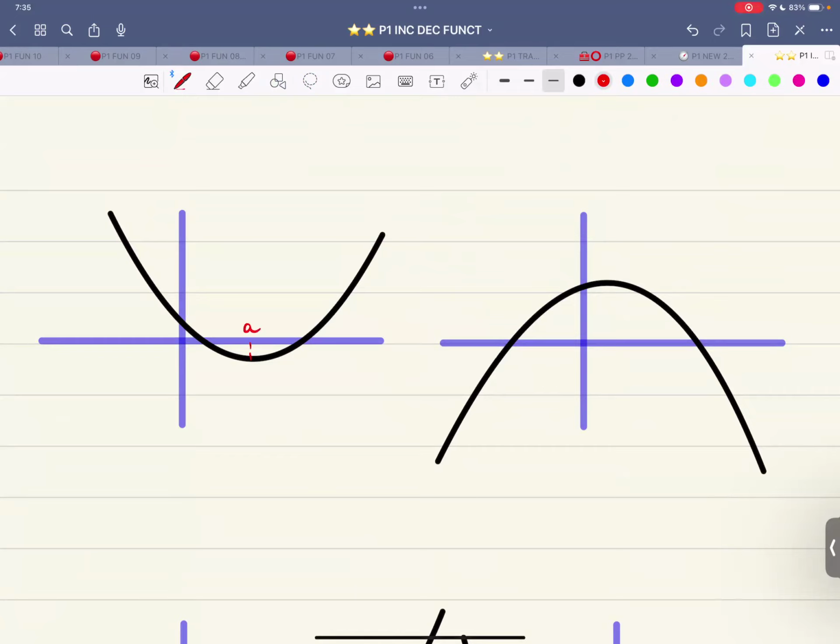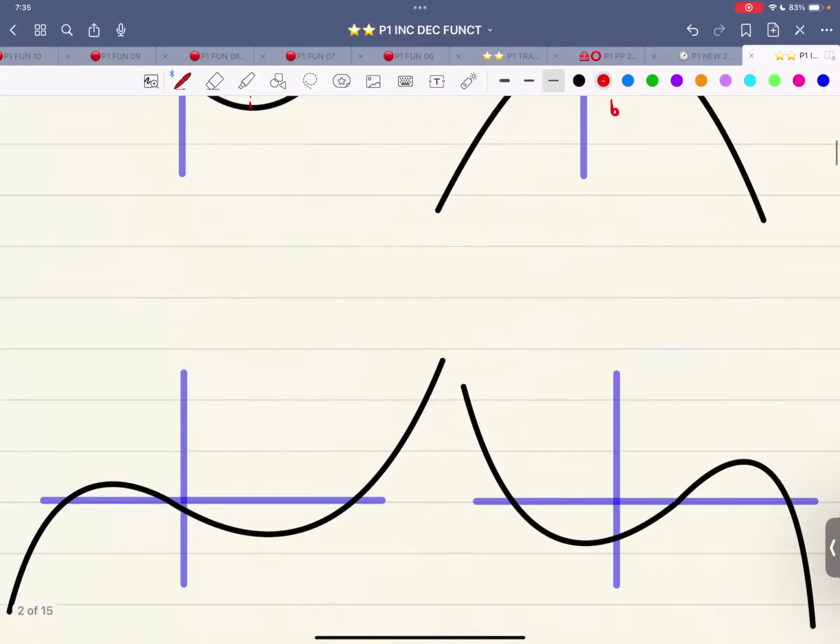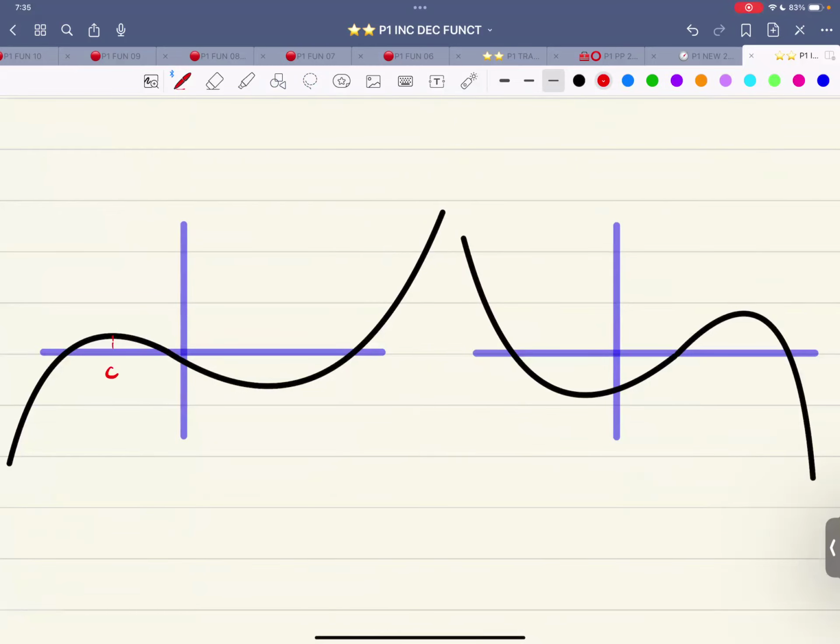The x coordinate, let's call it A. The x coordinate of the turning point, let's call it B. Let's call it C. Let's call it D. For some people, this is exactly the same thing that we did in class today, so I'm just reviewing it to get things started.